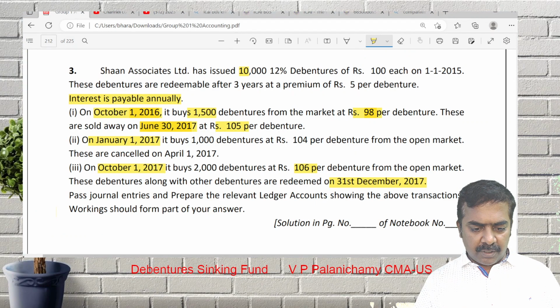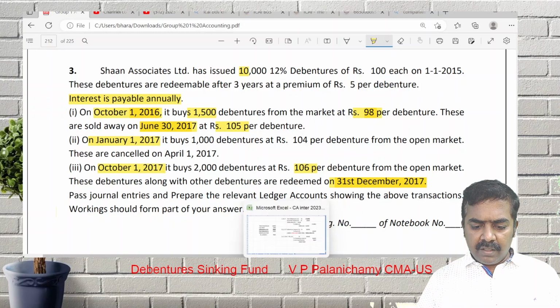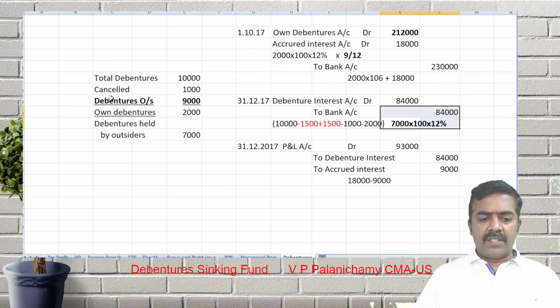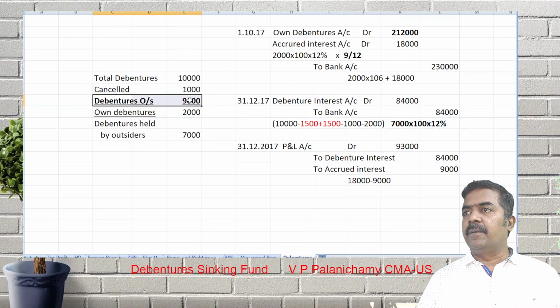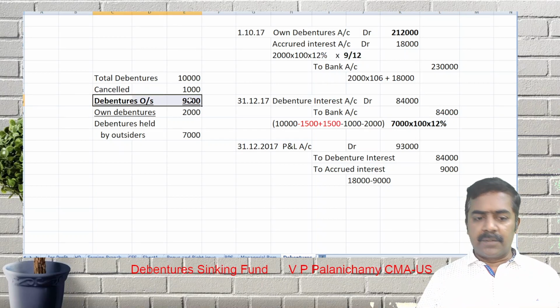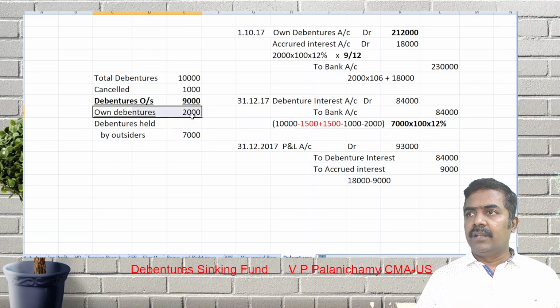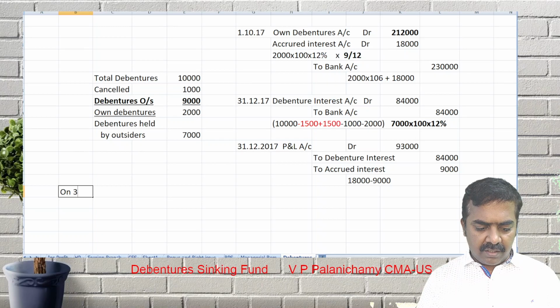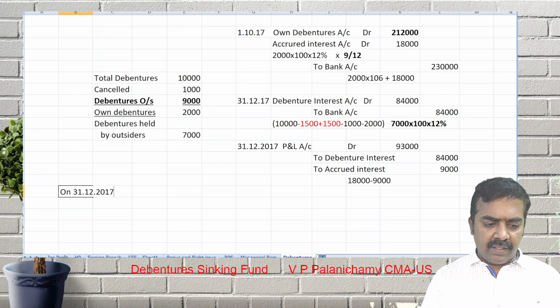Now what you have to do? Look at the question. என்ன கொடுத்திருக்கான்? On 31st December 2017, we are going to redeem the debentures. Now, listen. How many debentures are outstanding now? Or how many debentures are not cancelled? 9,000 இருக்கு. அதுல own debentures எவ்வளவு இருக்கு? 2,000. So, on 31/12/2017, okay, cancellation of own debentures.